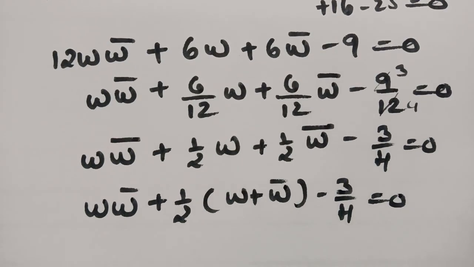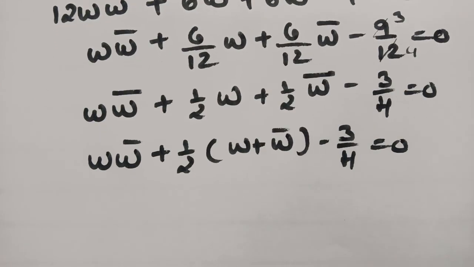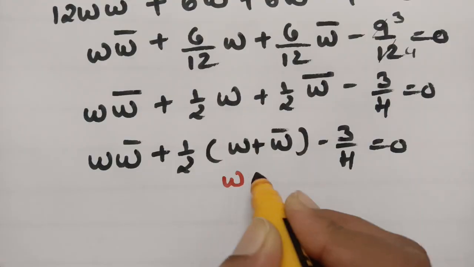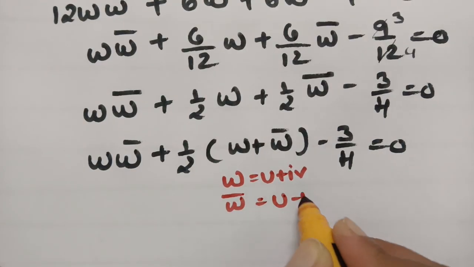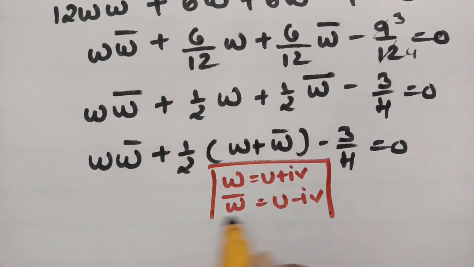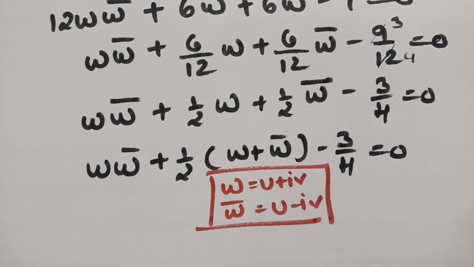Usually w is equal to u + iv. So here if I take w equal to u + iv, and w bar equal to u - iv, what happens here? So let me show you.